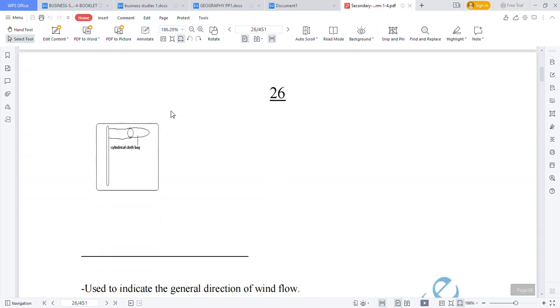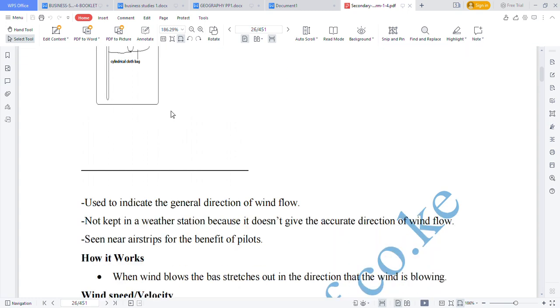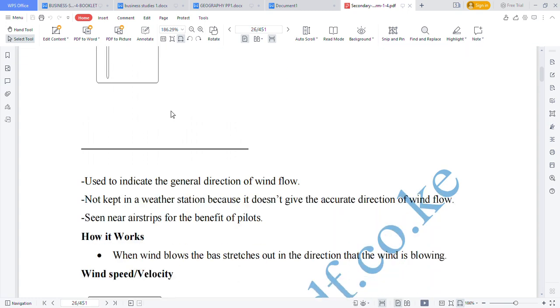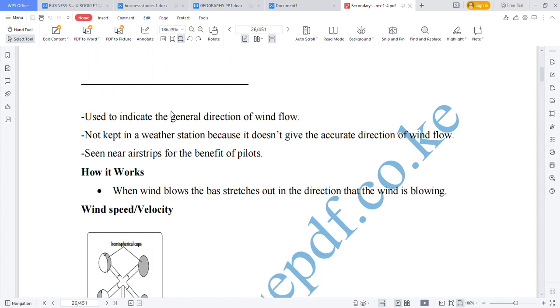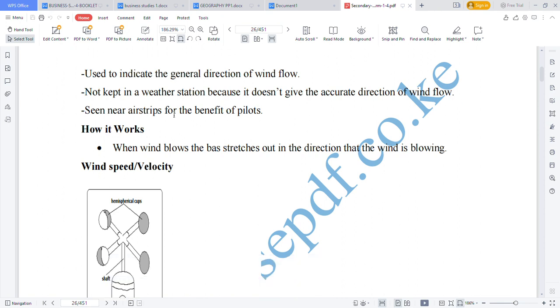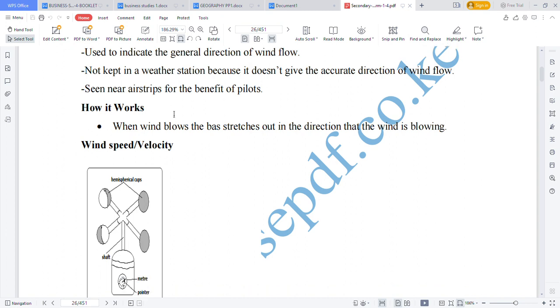This is the windsock. It is used to indicate the general direction of a wind flow, and is not kept in a weather station. Why? Because it does not give the accurate direction of a wind flow. It is seen near airstrips for the benefit of pilots. How does it work? When the wind blows, the sock stretches out in the direction that the wind is blowing.